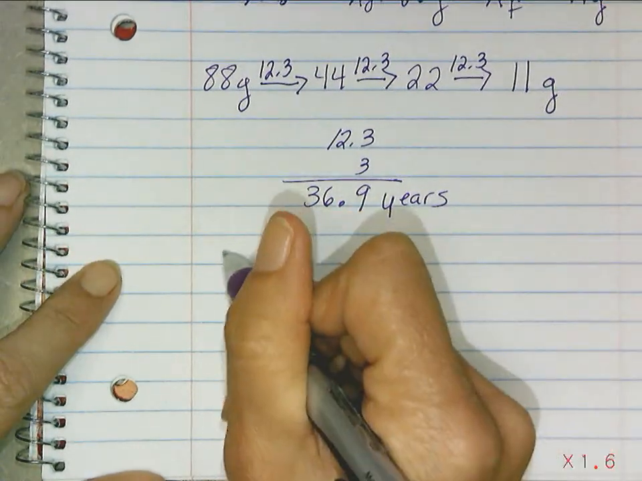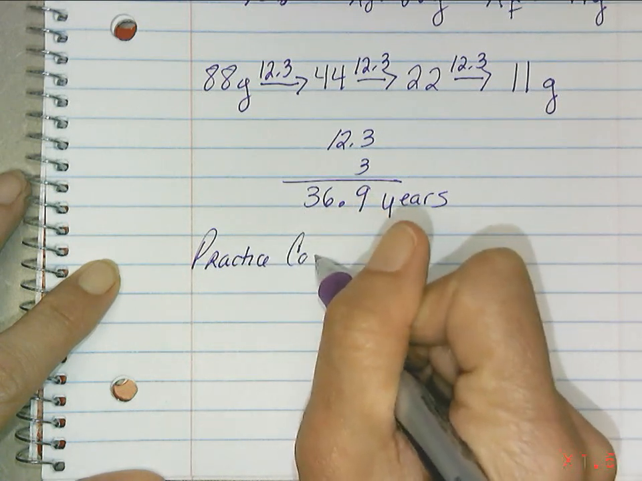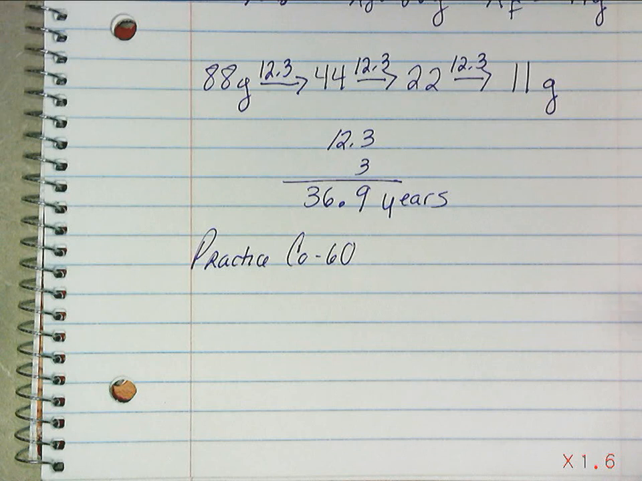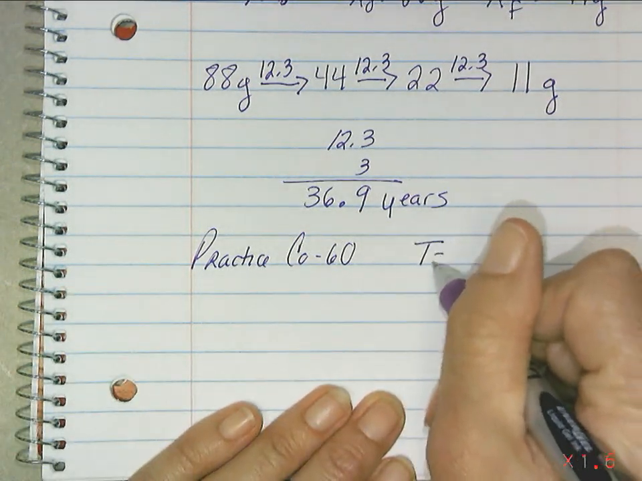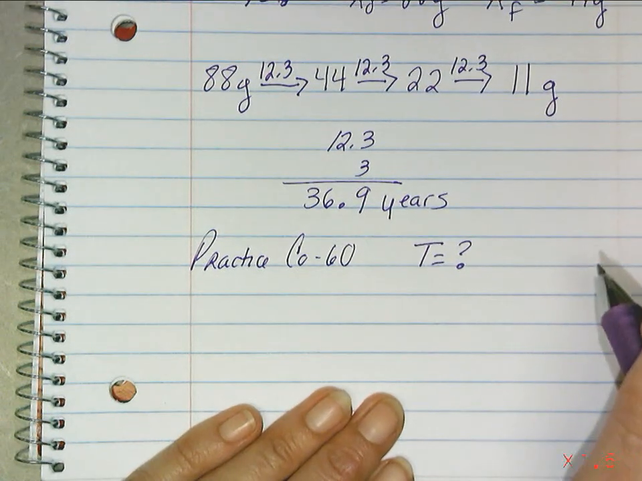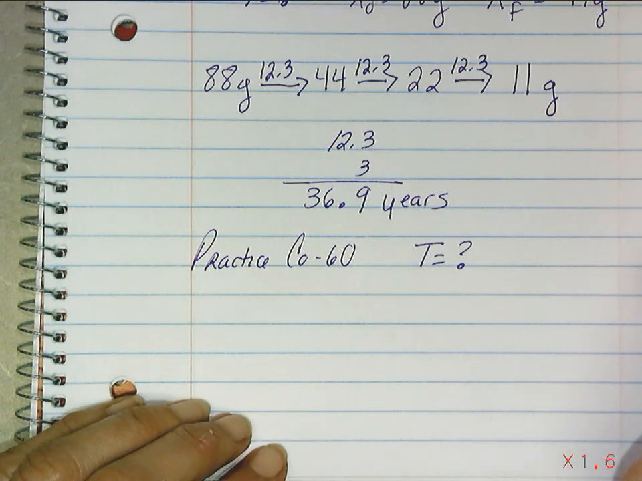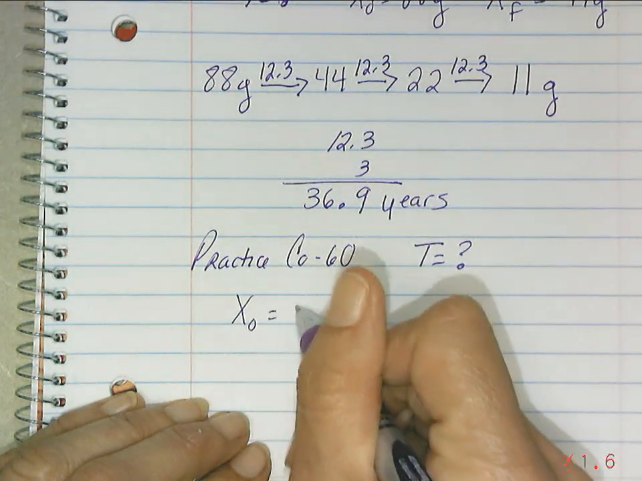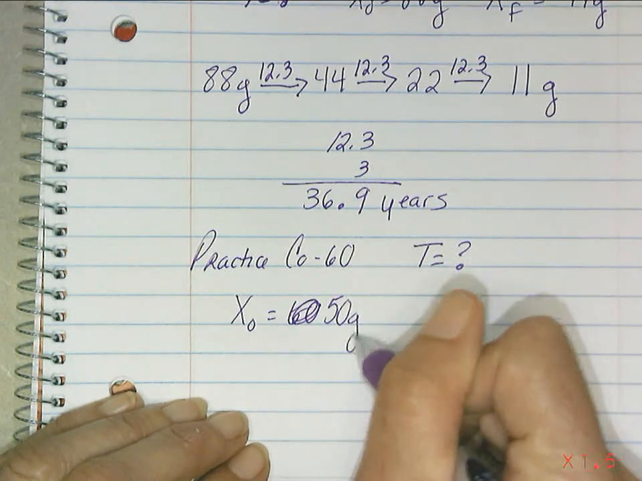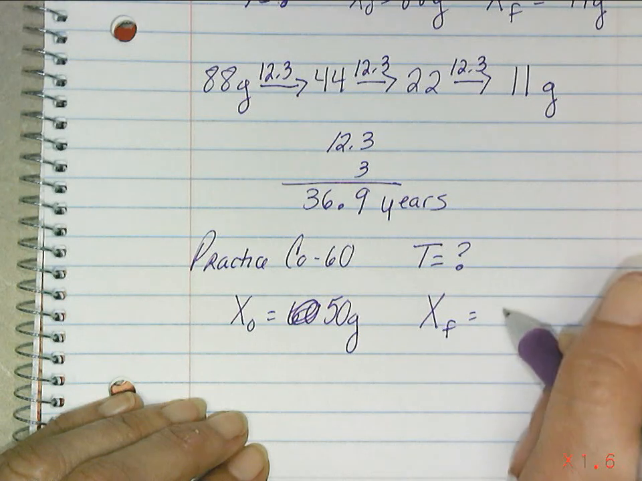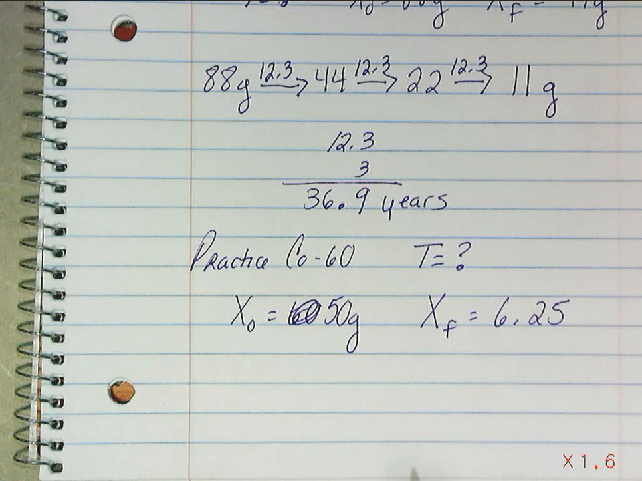So in slide 13, we have cobalt-60. It says it emits gamma radiation used in treating cancer. How many years does it take for 50 grams to decay to 6.25 grams? 50 grams to 6.25. Now, you might be thinking, something's missing, Miss Miller.